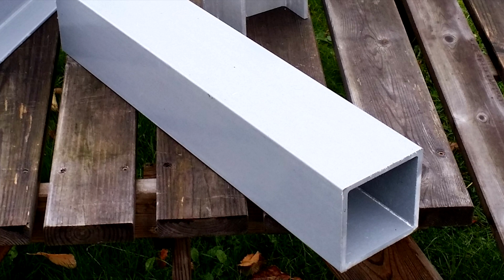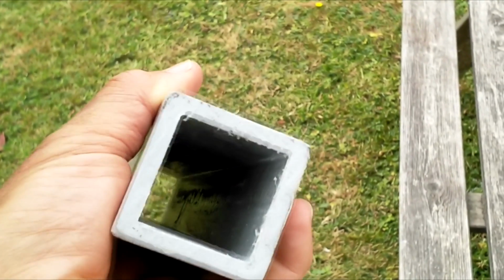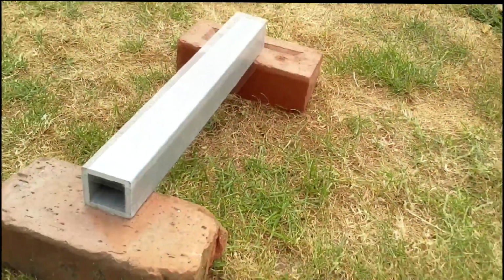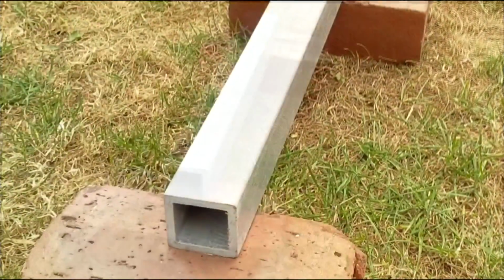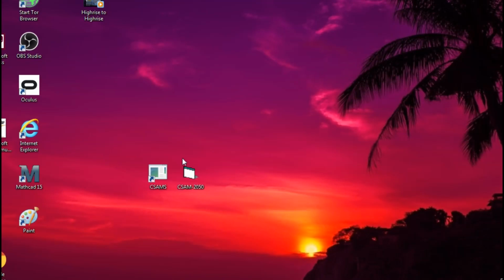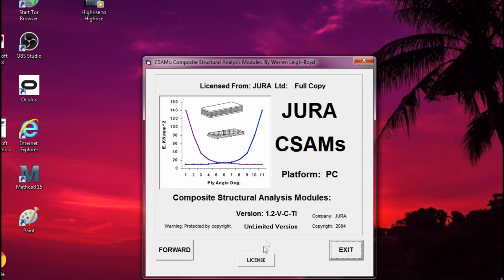The laid carbon fibre composite properties will be used in this process of designing the composite beam. Here we see a generic composite box beam, which is simply supported by two bricks, one at either side. My bricks here represent the wheels of a car. We will open CSAMs to demonstrate how we can initially size the component.